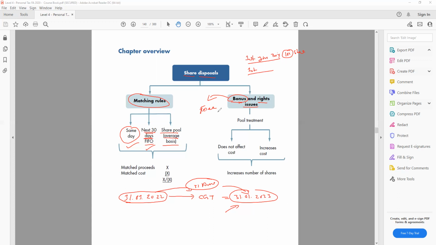It's a bonus. Sometimes the question will say 4 for 1. So if you have 4 shares, you will get 1 share bonus. So you have to divide by 4 to find out how many bonus shares you have.